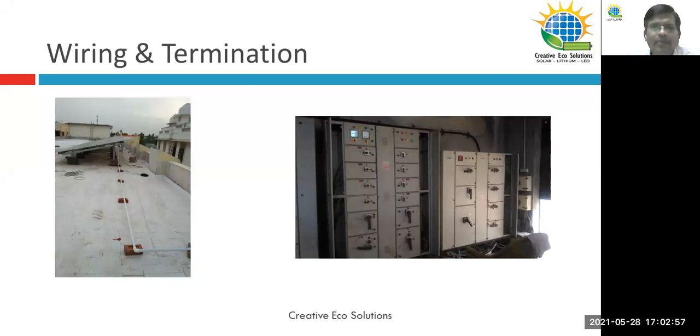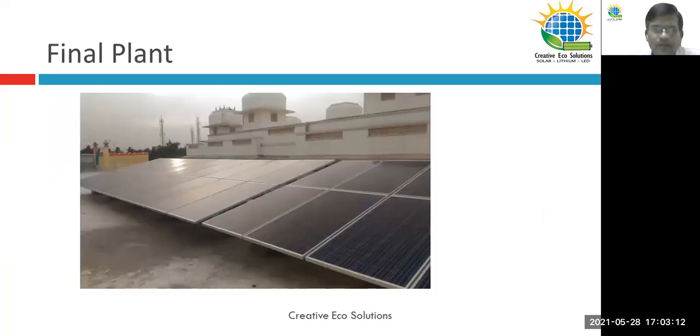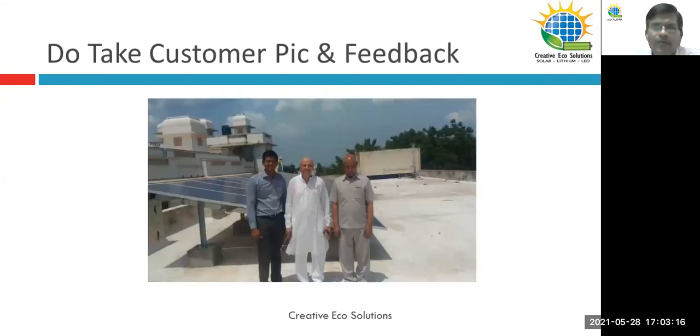All the piping and routing has to be neatly done, and then the wiring terminations at the LT panel level, which will be at the EB meter level. The plant has to be synchronized at the load side of the EB meter. So this is how the final plant looks. Always take a picture and study the performance of the plant so that you get proper feedback. It's very important to study the performance of the plant.